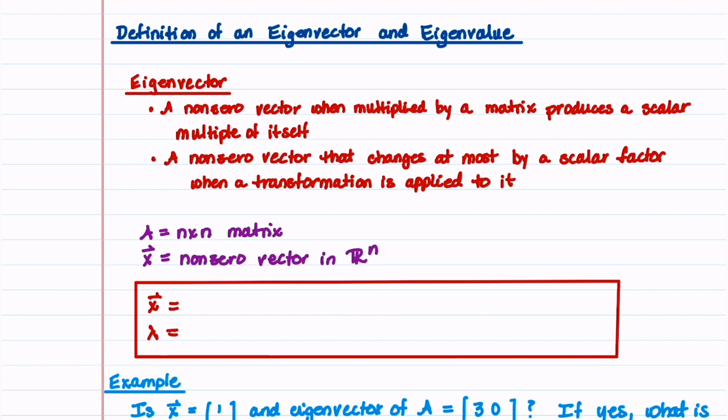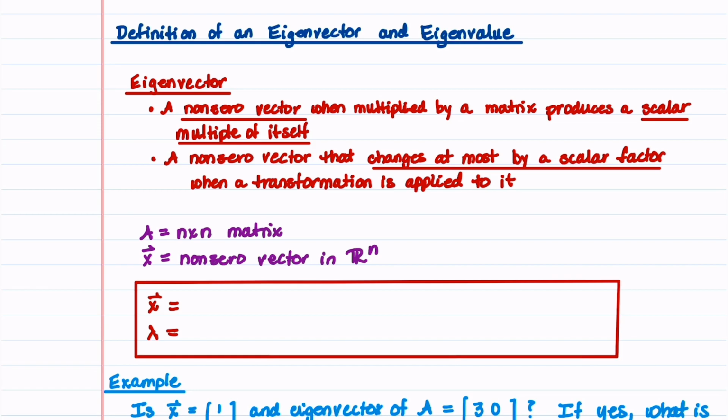An eigenvector is a non-zero vector, that's very important, that when multiplied by a matrix produces a scalar multiple of itself. It also changes at most by a scalar factor when a transformation such as a multiplication by A is applied to it.